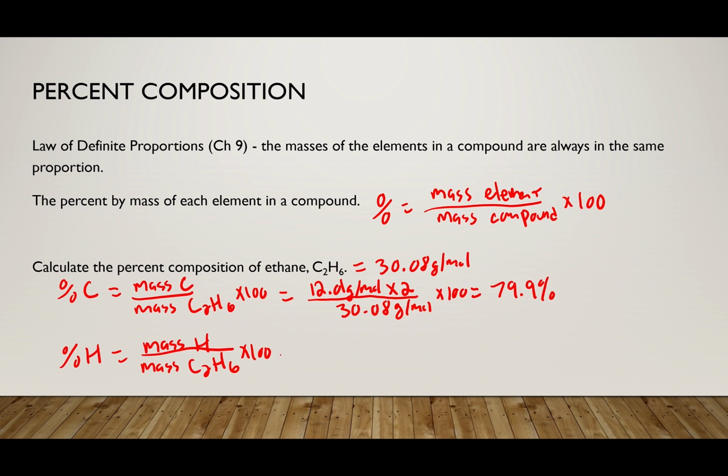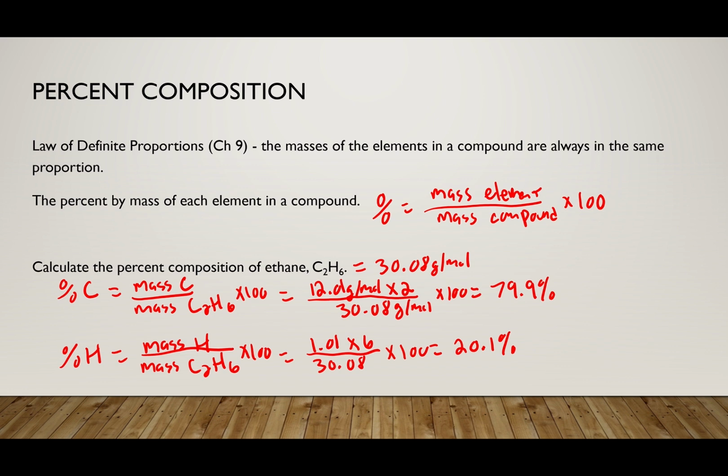We can do the same thing for hydrogen, taking its molar mass of 1.01, multiplied by the fact that there are 6 hydrogens in this compound, divided by the total mass of the compound, times 100, and we would get 20.1%. So that's how you find percent composition. It is just taking the total mass of an element divided by the mass of the compound. And of course, these percentages should all add up to being close to 100%.